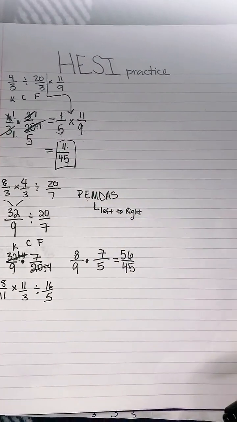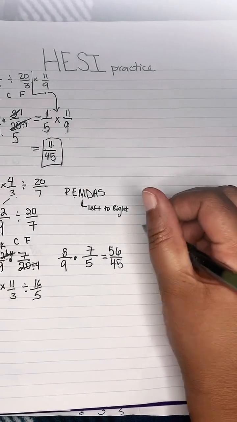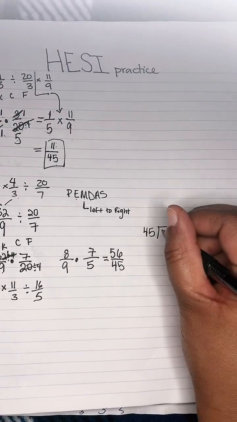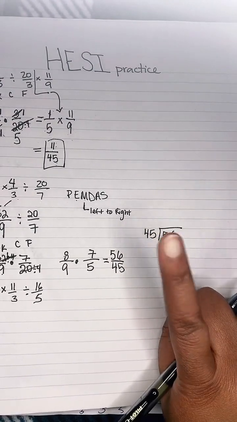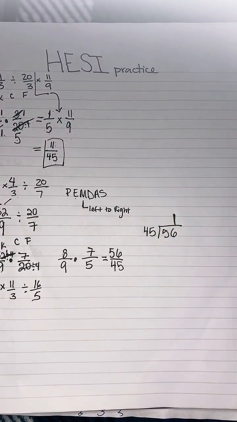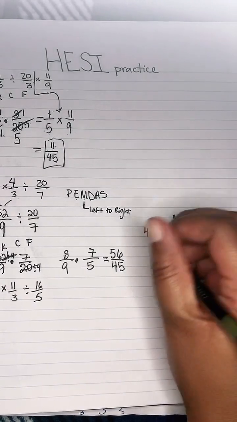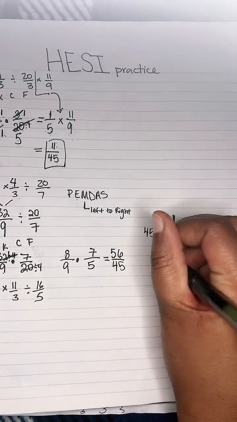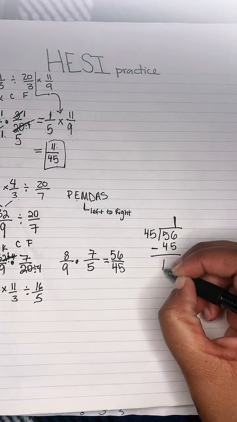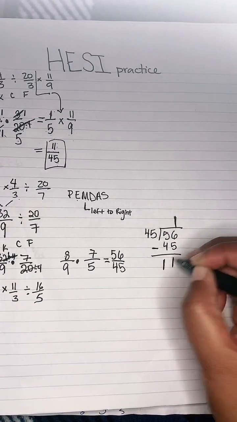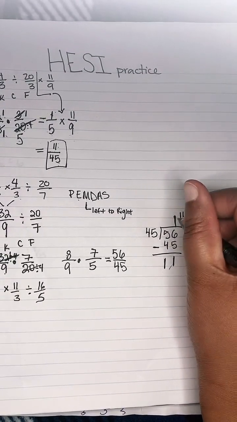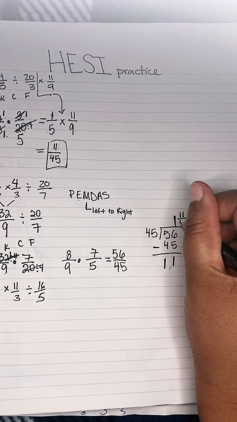I'm going to scoot it over here. So we take the denominator, the bottom, divided into 56. We can only fit 45 into 56. So 1 goes in 1 time, 1 times 45 is 45. And then we're going to subtract. So 6 minus 5 is 1, and 5 minus 4 is 1. So we have 11 left over. So we say 1 and 11 over 45.